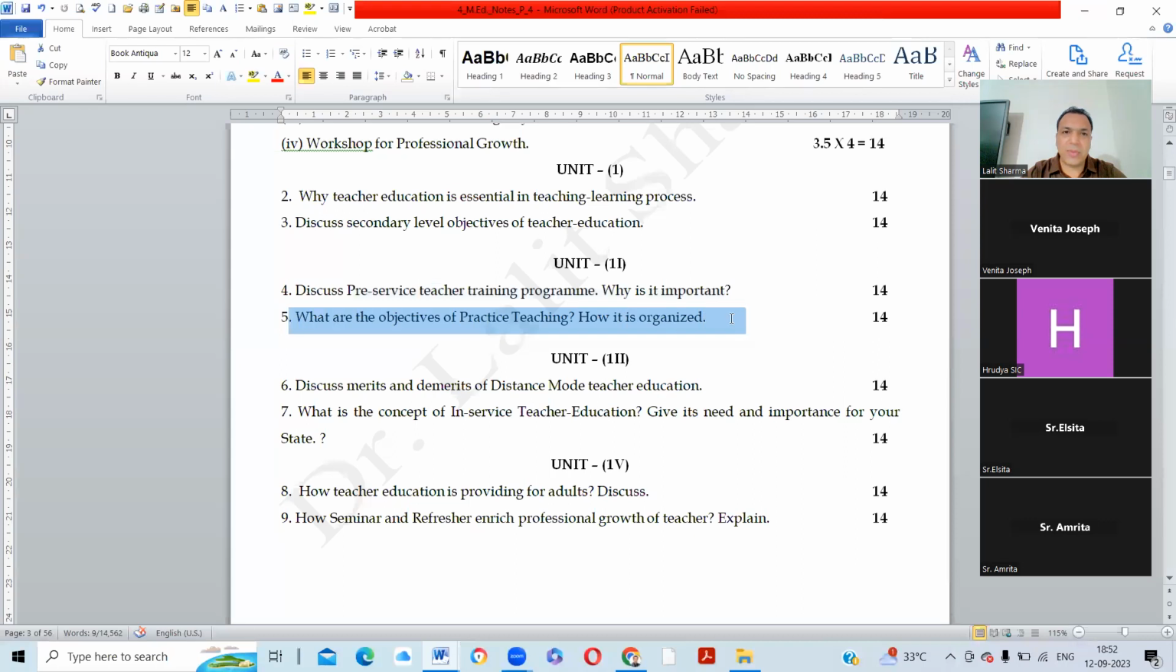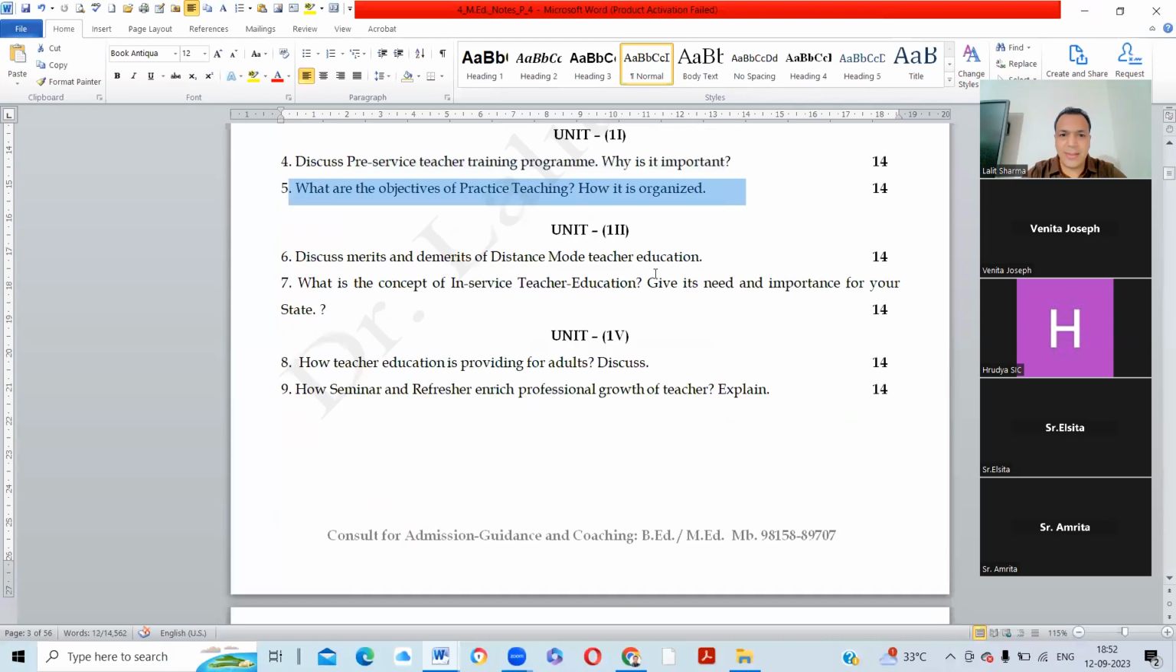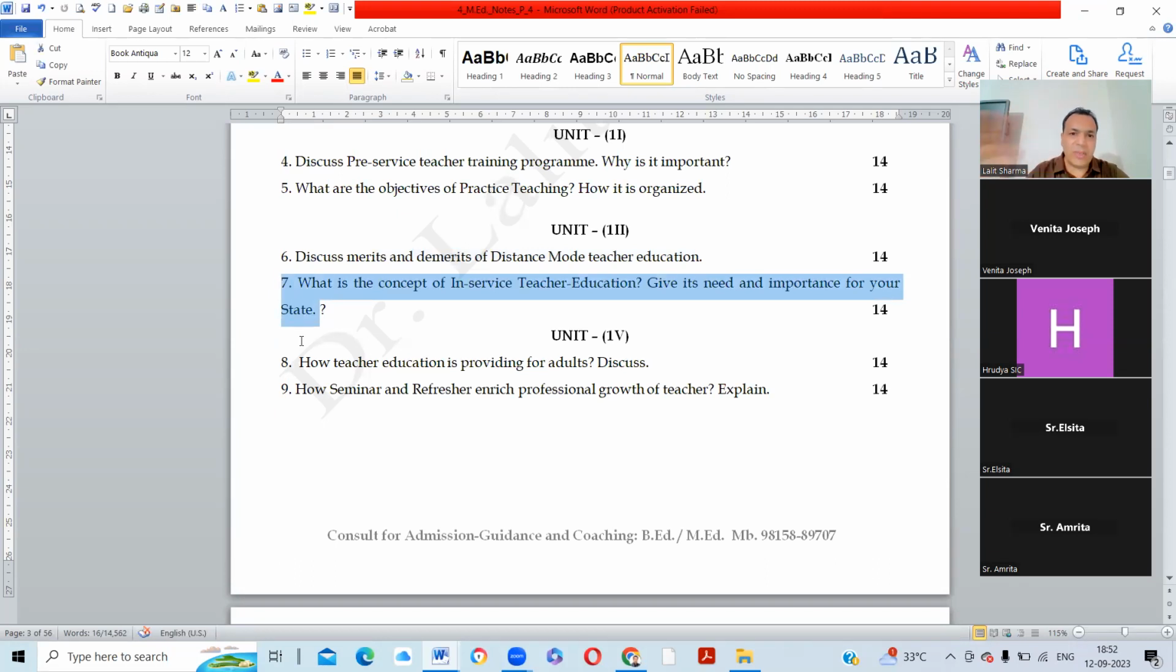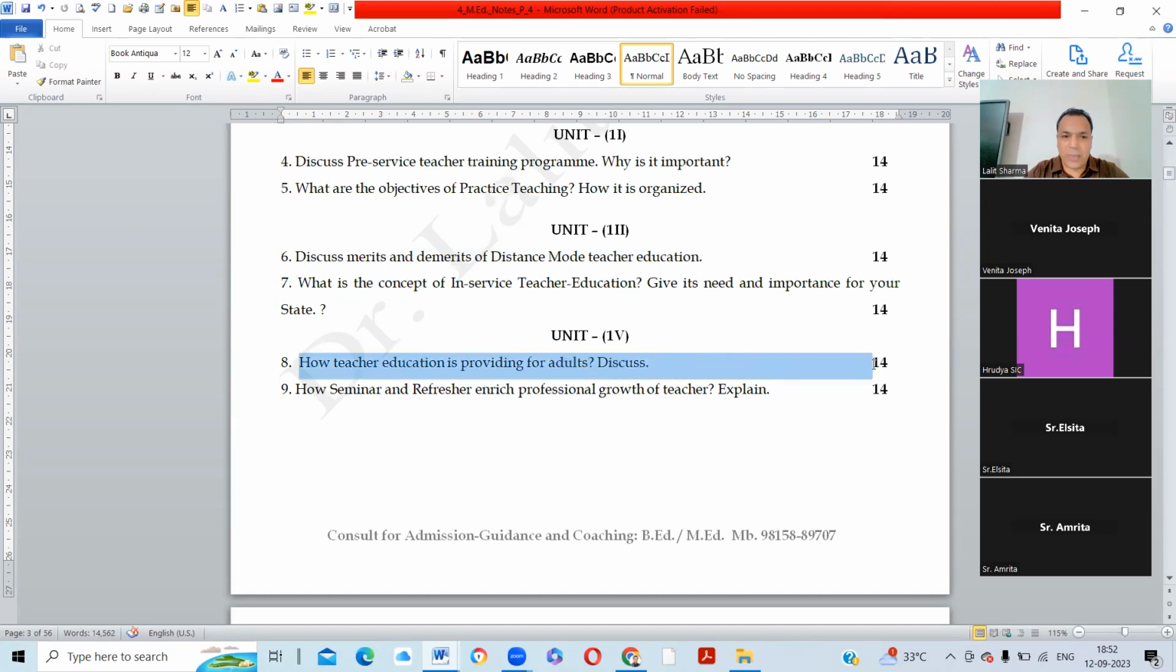Fifth is what are the objectives of practice teaching and how it is organized. Unit 3, we have talked about merits and demerits of distance mode teacher education. We have just discussed, but you have to learn this question from the guide. Seventh is what is the concept of in-service teacher education? Give its need and importance for your state. It is written in the PDF we just discussed. Eighth is how teacher education is provided for adults and how seminars and refreshers enrich professional growth of a teacher.